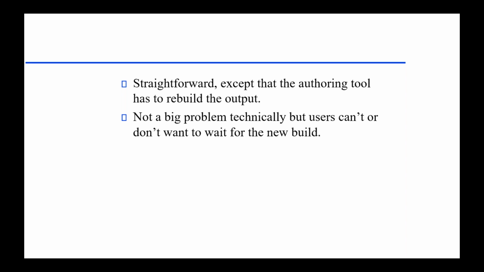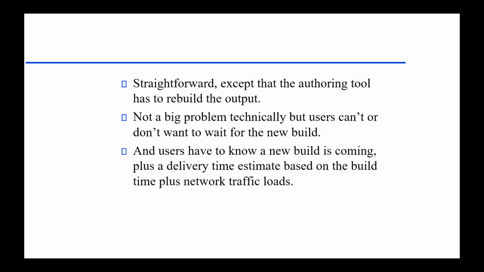And there's a good chance that I'll just say, well, the heck with this, and go to the version of the documentation that I have, which may not be accurate. And the other problem from a usability standpoint is that the users have to know that there's a new build coming. Plus, there's a delivery time estimate. In other words, if I just say, show me the information, and the computer has to regenerate the information based on whatever sensor data I send it, it has to send the user a message that says, hey, we're building the new version, hang on for about 5 minutes or 30 seconds or something.